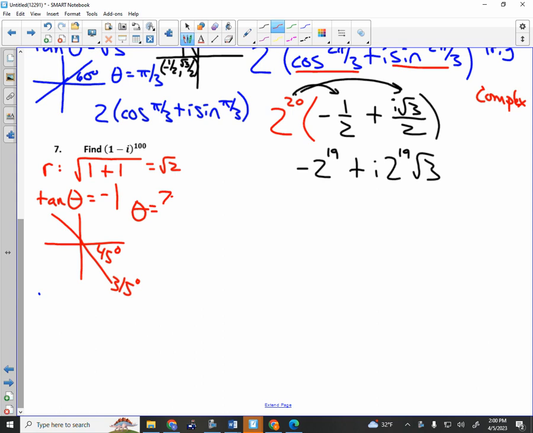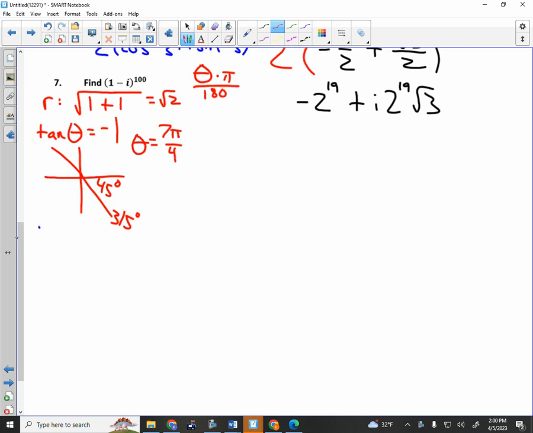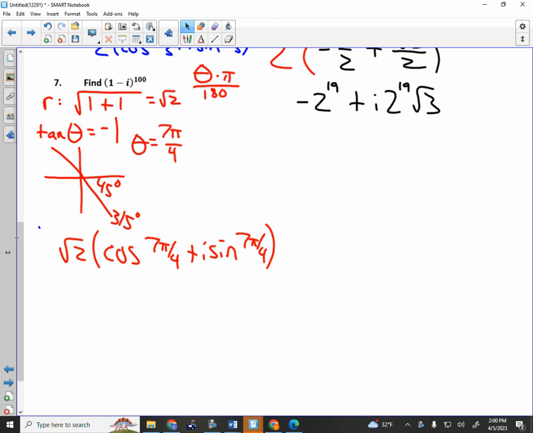7 pi over 4. So remember your conversion, and that's on your notes as well: if you want to convert between degrees and radians, it's theta times pi divided by 180. That's the conversion that you're working with. So if you need to do that, we have theta is 7 pi over 4. We got root 2 times the cosine of 7 pi over 4 plus i sine of 7 pi over 4. That is my trig form.